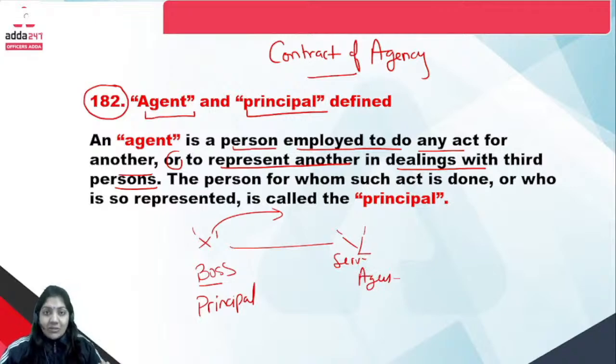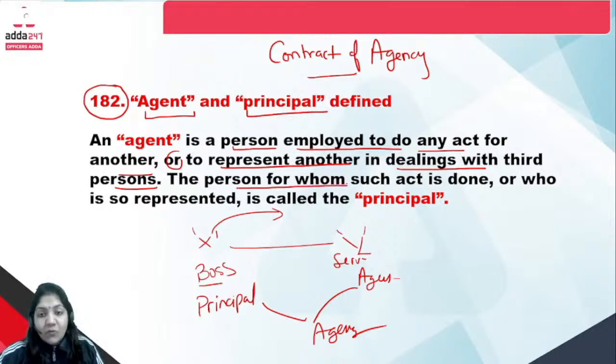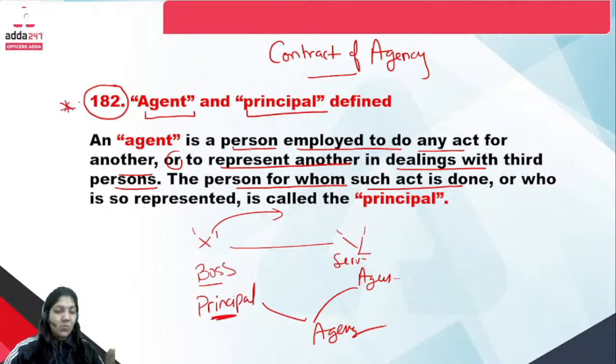There is a relationship between the principal and the agent, and this relationship is called agency. So the agent is a person employed to do any act for another, and the principal is the person for whom such act is done. That is section 182 of the contract of agency.